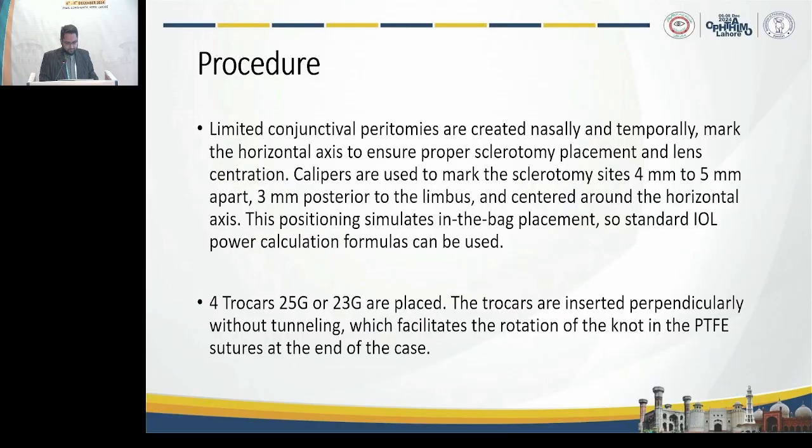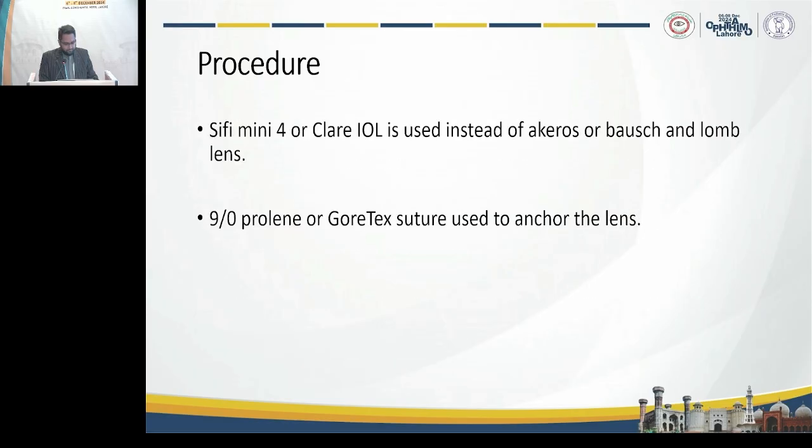The procedure involves limited conjunctival peritomies, and we're going to mark with calipers 4 to 5 millimeter apart, 2.5 or 3 millimeter posterior to the limbus, centered around the horizontal axis. With 4-point fixation you can combine either 25 gauge or 23 gauge as per your availability, and I usually use 23 gauge, which is going to help me in the burial of the suture later on.